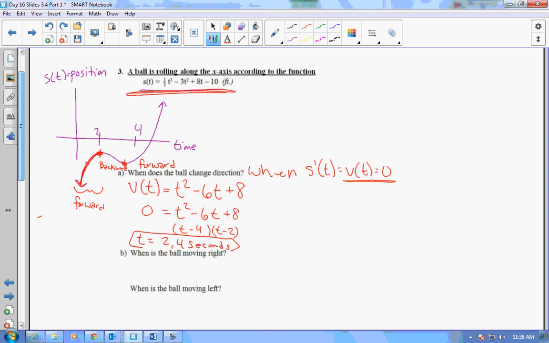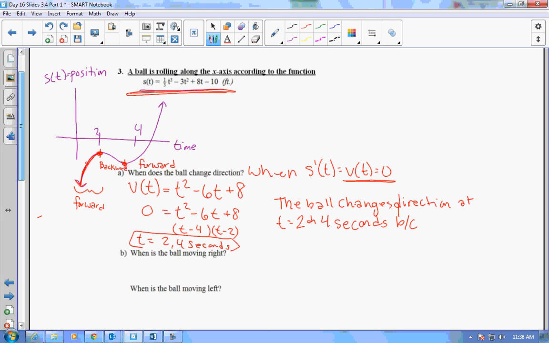Okay, so in a full sentence we could say the ball changes direction, not position, direction, at t equals 2 and 4 seconds. If I said because, what would you add? Because the, how do you know this?